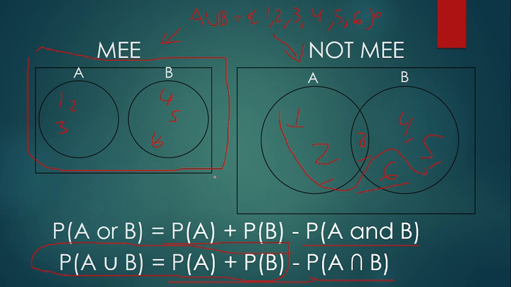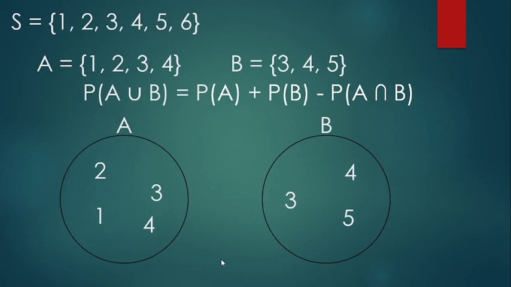Okay po? Gets? So, in this kind of not MEE Venn diagram, you'll just subtract the value of your intersection. But if it's MEE, then you just subtract 0 and obviously, you'll just get this formula: the probability of A plus the probability of B. Only that one, alright? Okay, so for the last example, let's have this one.